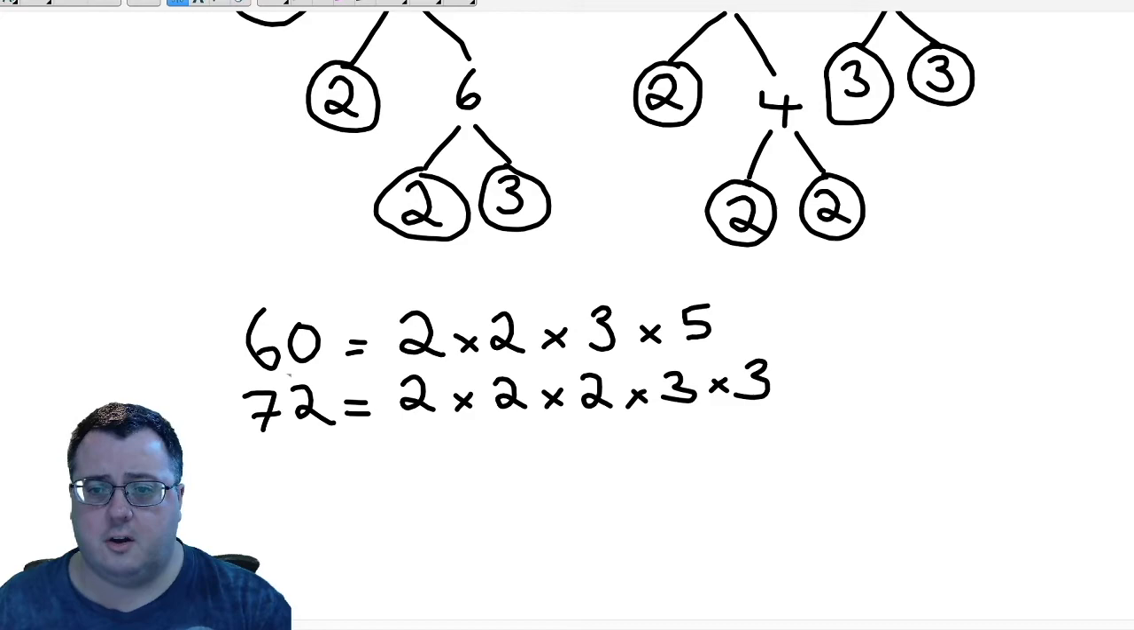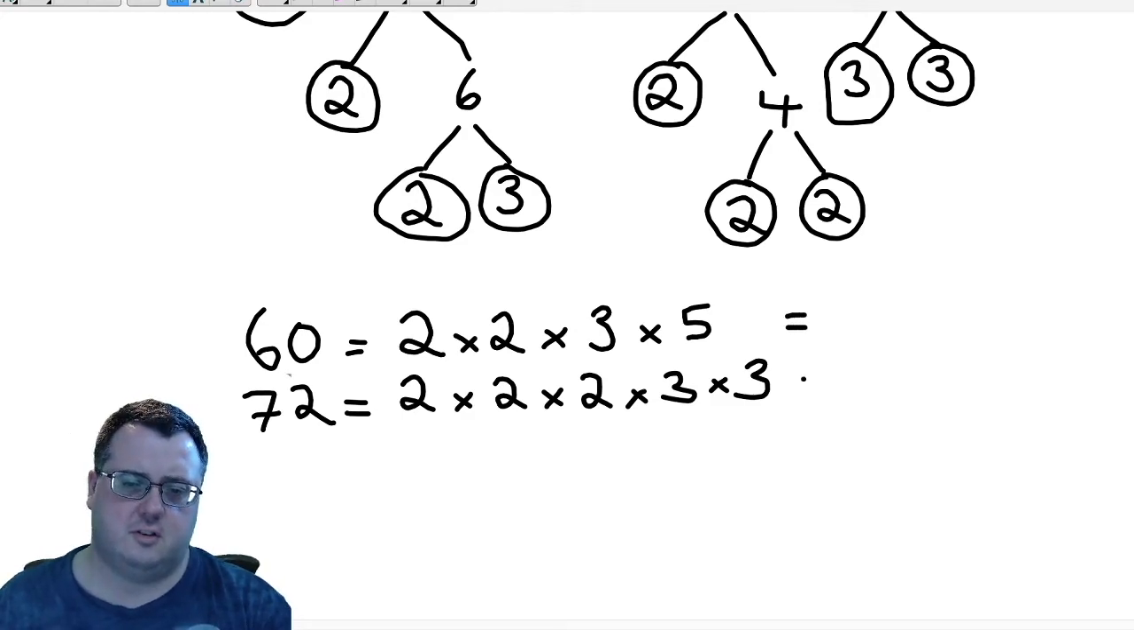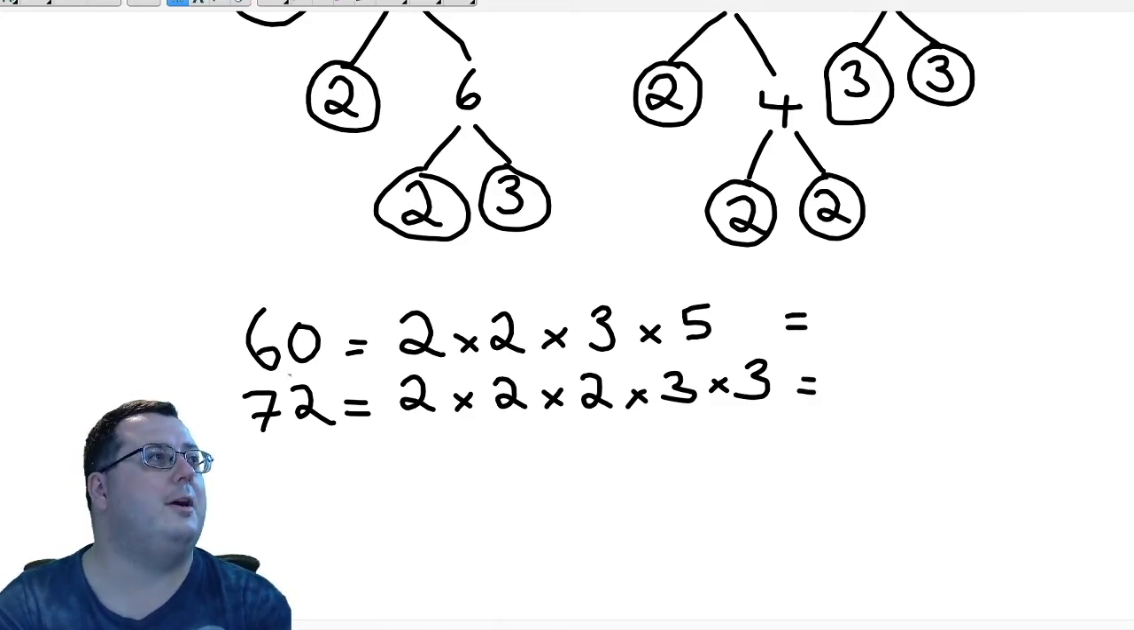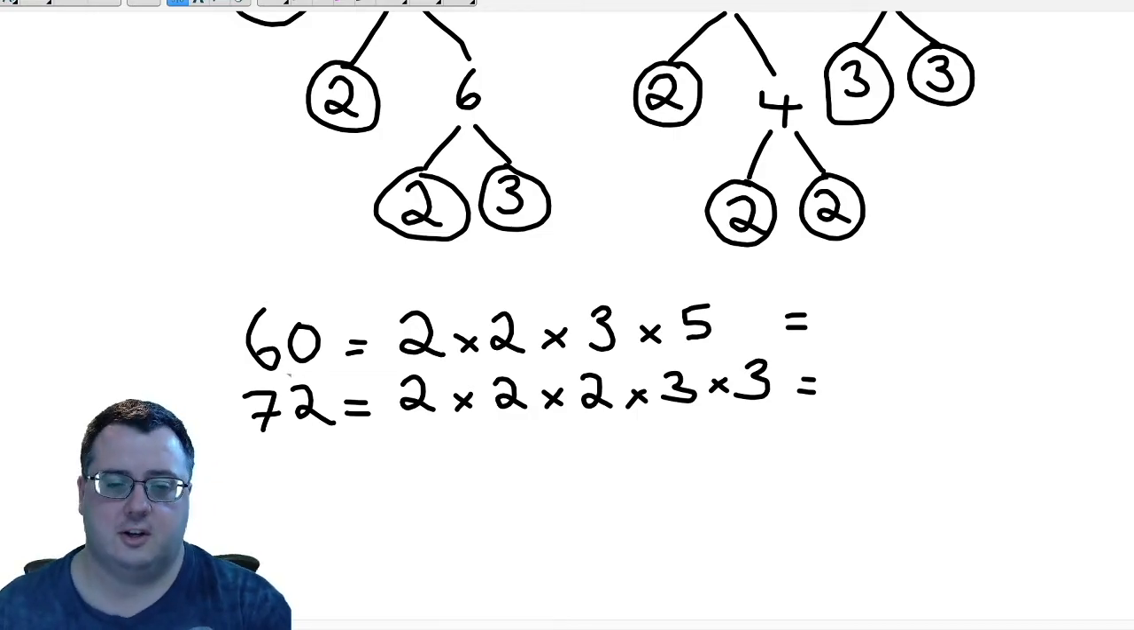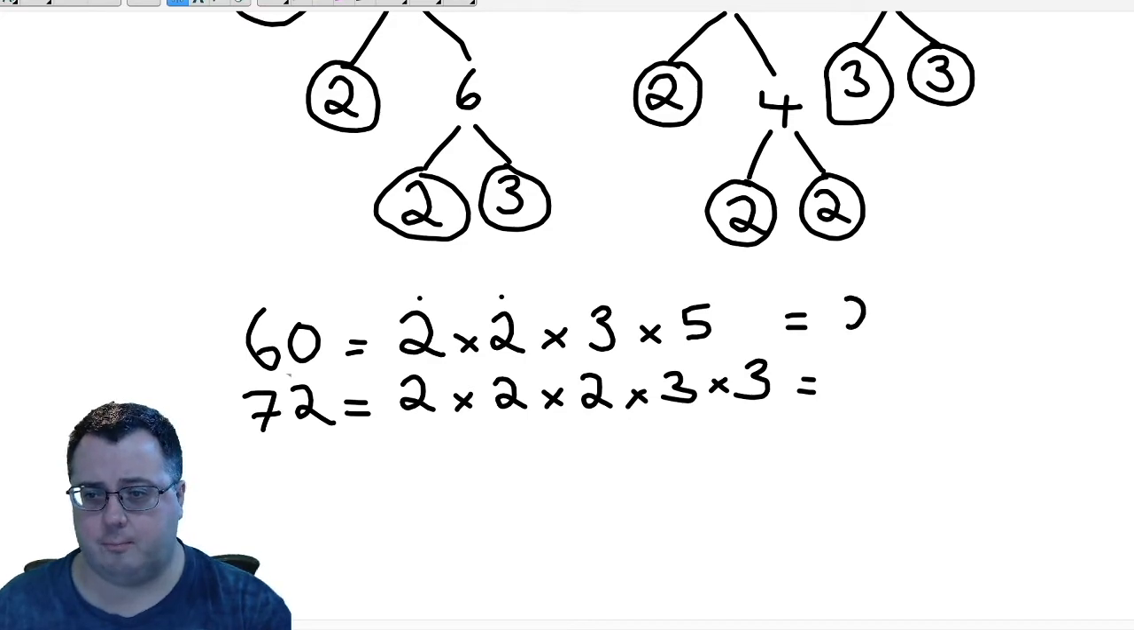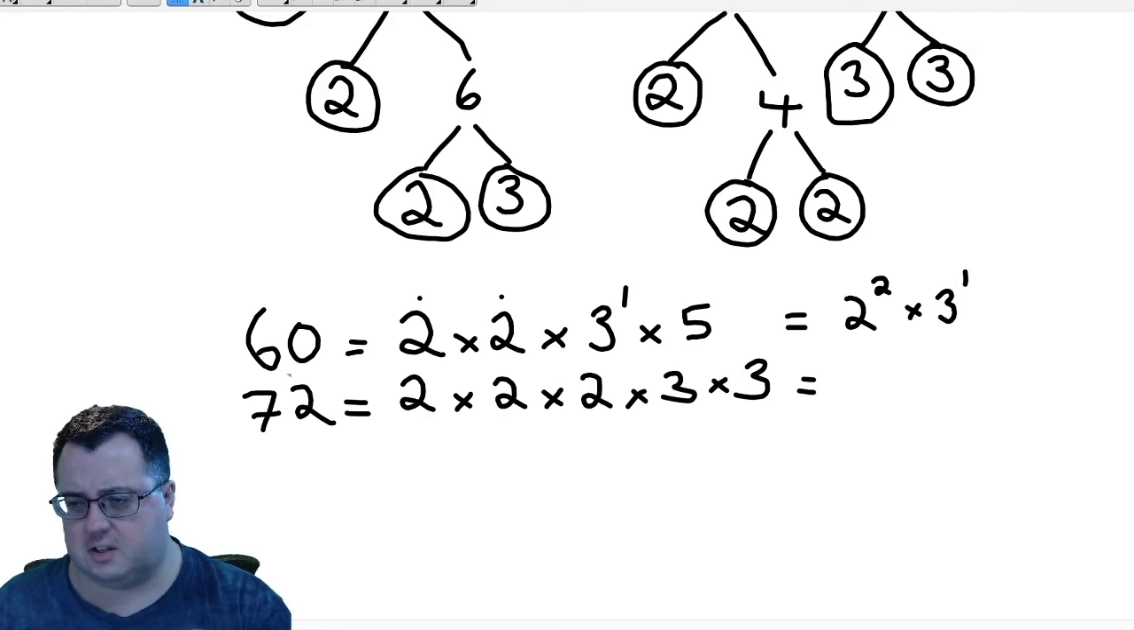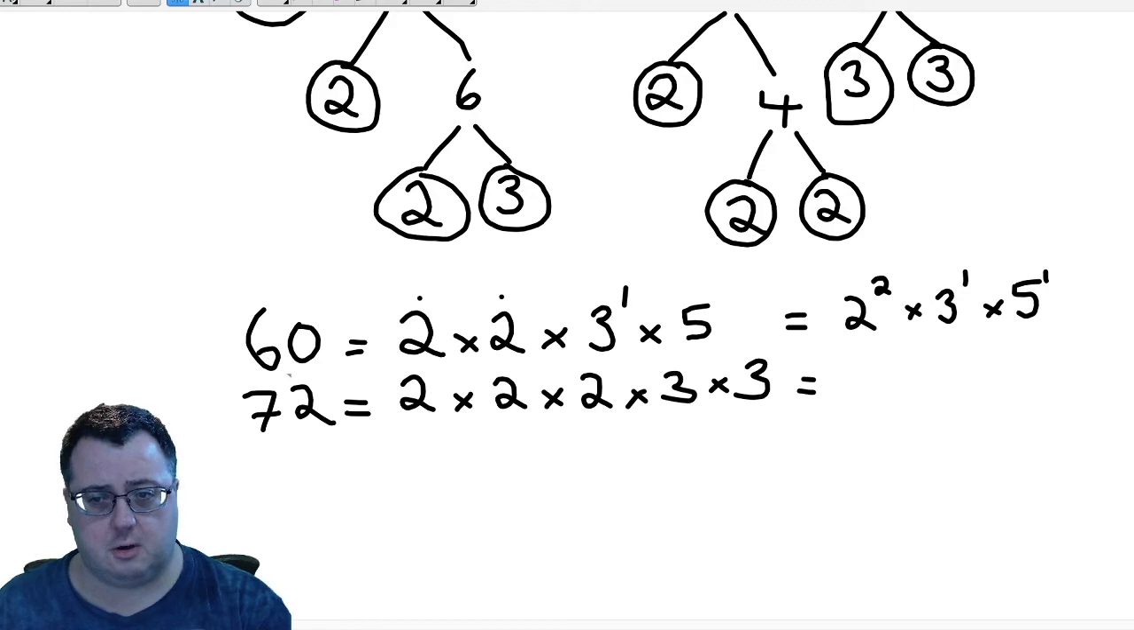And that's it. Except I can simplify this a little bit more by breaking those numbers into their powers. So 2 times 2 is 2 squared, times 3 to the power 1, which I'm going to put in, times 5 to the power 1, which I'm also going to put in. And then 72, that's going to be 2 to the power 3 times 3 squared.